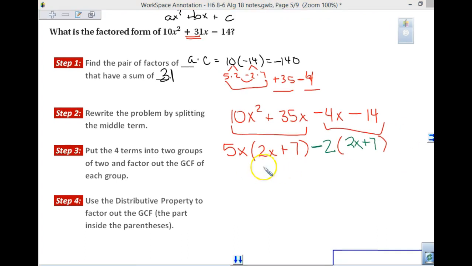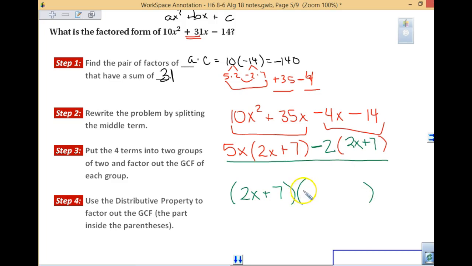So what do they have in common? What do these two things have in common? We're going to put that out in front. 2x plus 7. When I put that out in front, I am then going to be left with, Abby Lynn, 5x minus 2.